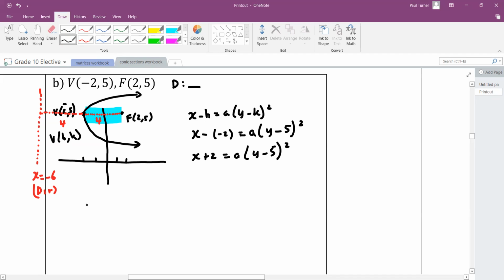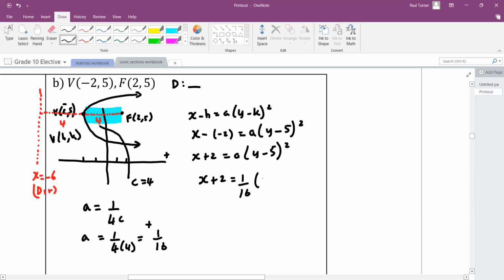Now to get a, we need to know the relationship. a is 1 on 4c. Now c is this distance here in red. So c is 4. That's that length. And we use the absolute value here. So a will be 1 on 4 times 4, which is 1 on 16. And we use the positive value because the graph opens to the positive direction here. So a will be 1/16. So you'll have x plus 2 equals 1/16 (y minus 5) all squared. So that's your final equation.